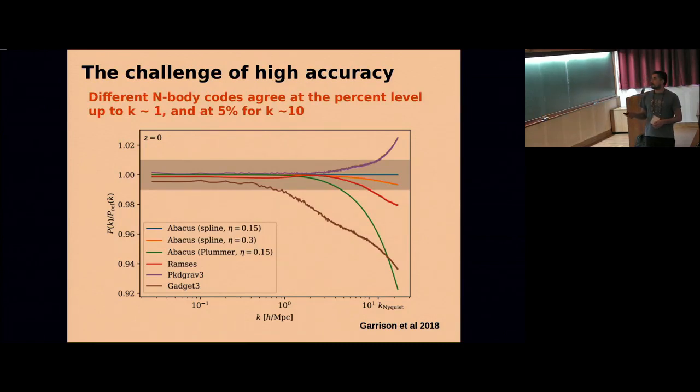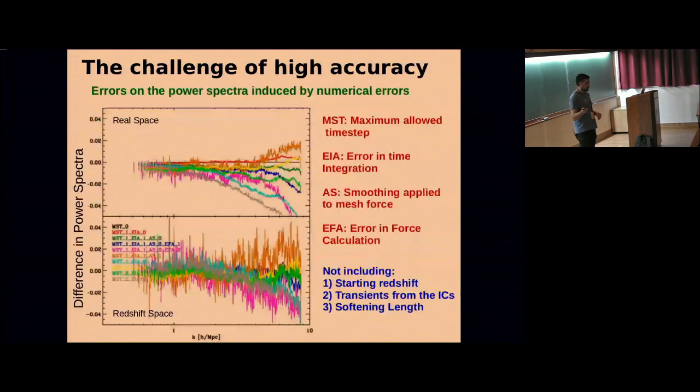No, so Gadget is actually this one. It's the one that deviates mostly, is Gadget. And Ramses, I believe, is this one. And PKDGRAV is the cyan, and the other. Well, so these are ratios with respect to this Abacus blue line.